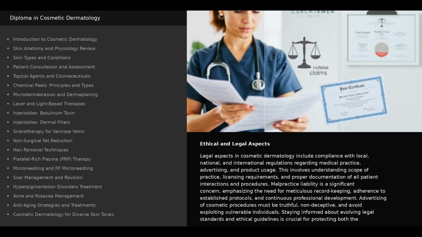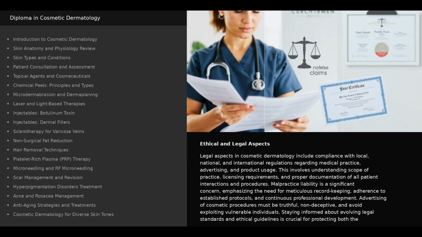Legal aspects in cosmetic dermatology include compliance with local, national, and international regulations regarding medical practice, advertising, and product usage. This involves understanding scope of practice, licensing requirements, and proper documentation of all patient interactions and procedures. Malpractice liability is a significant concern, emphasizing the need for meticulous record-keeping, adherence to established protocols, and continuous professional development.